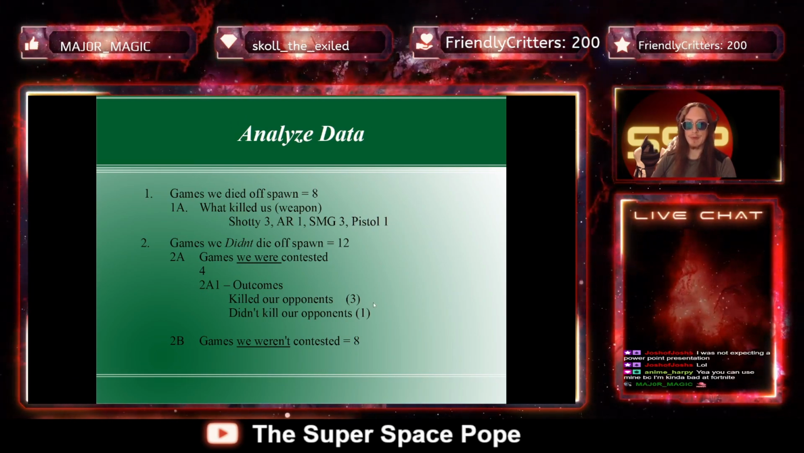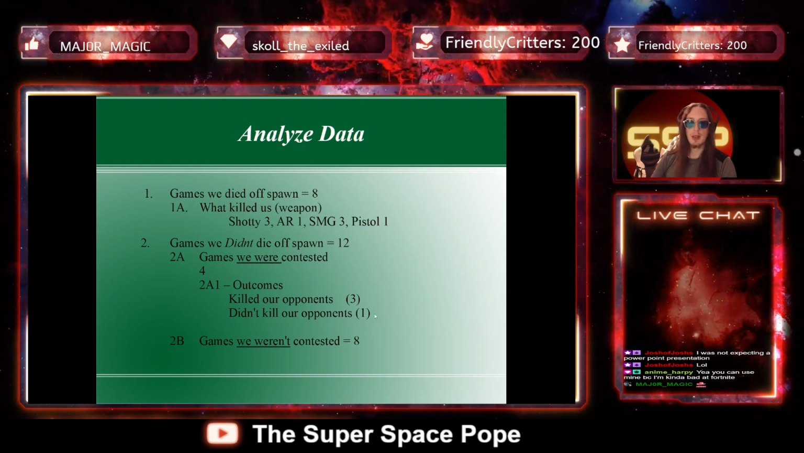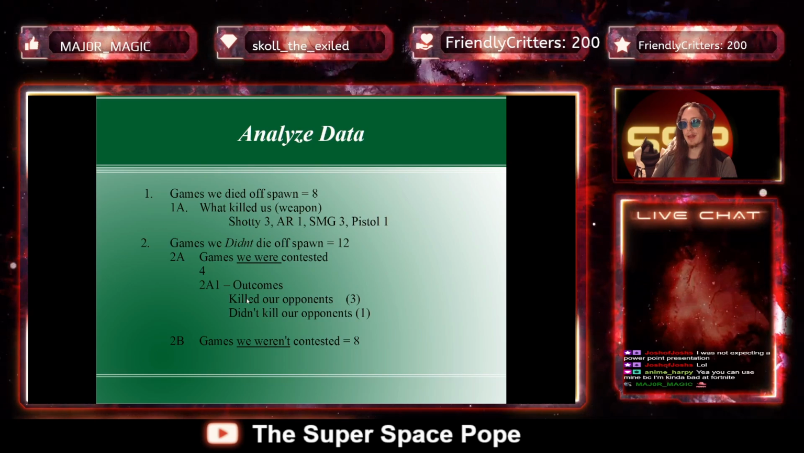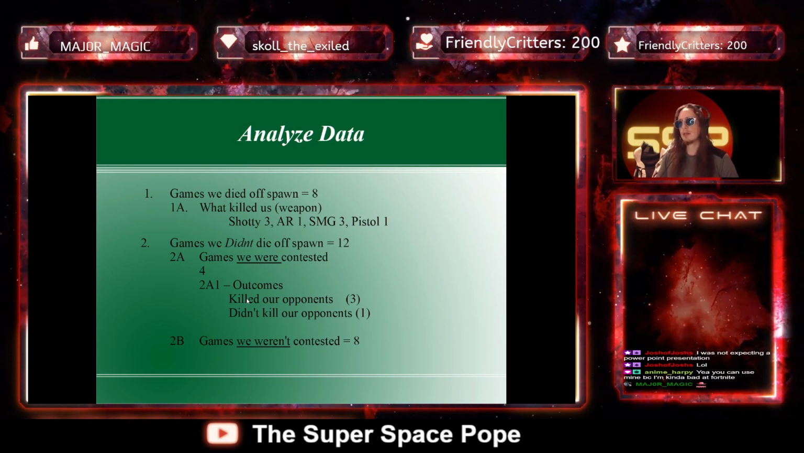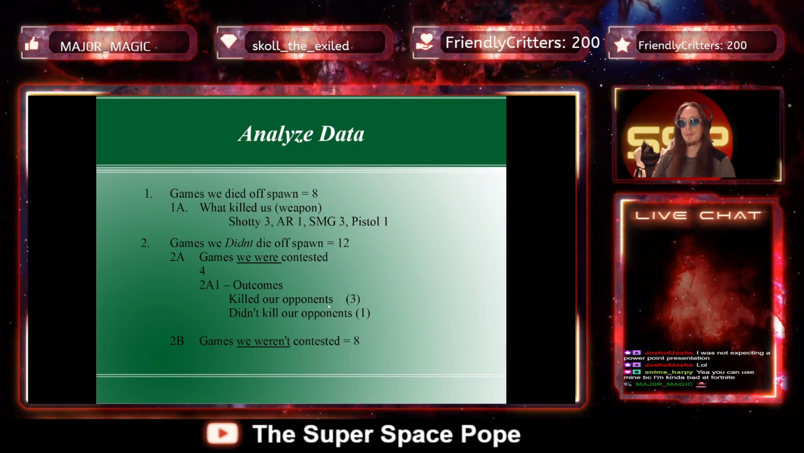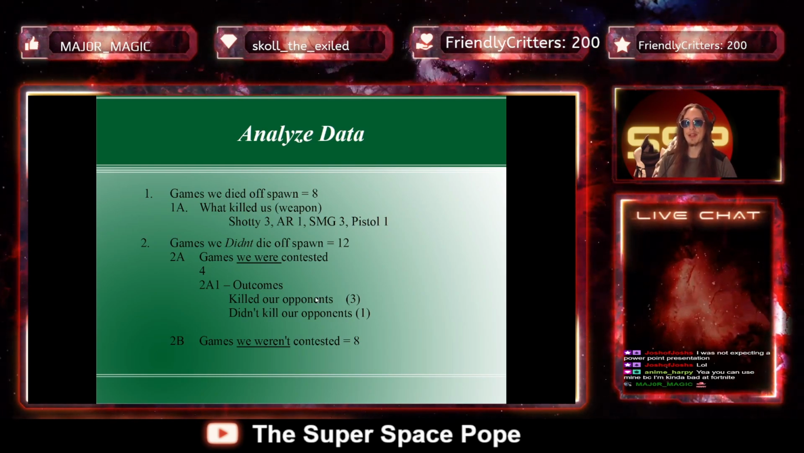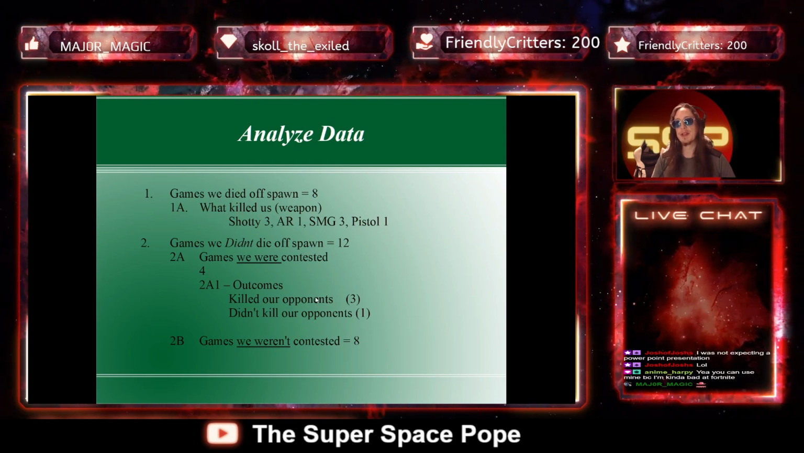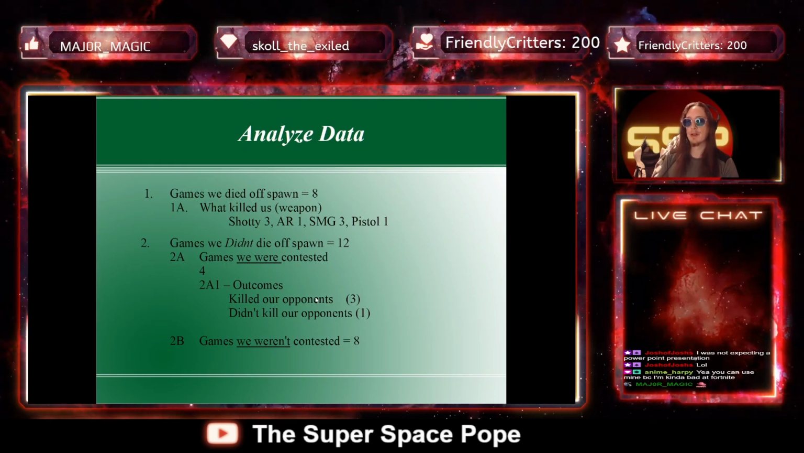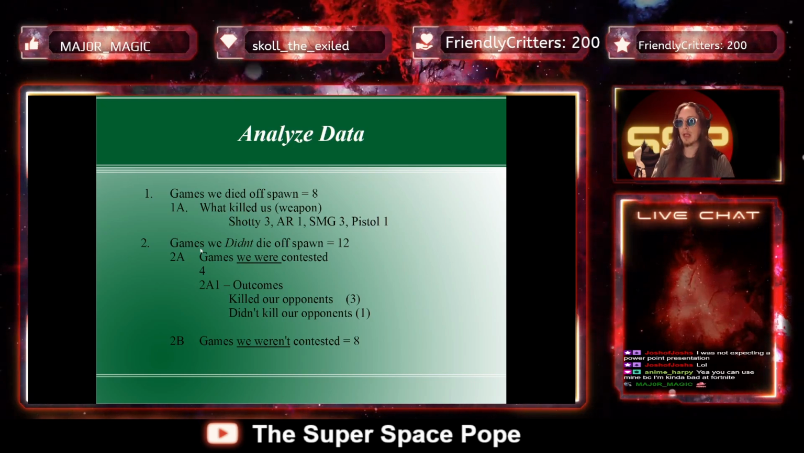We killed our opponents in 3 of the games out of the 4 we were contested, and in 1 game we didn't. So even there, if we're looking at the data, we could ask why didn't we kill them in that one? What did we kill them with in the others? Stuff like that, right? And we can start getting a case as we go further into our root cause analysis that will come down the pipeline later. We can start using this data and it'll be the thing we rely on.